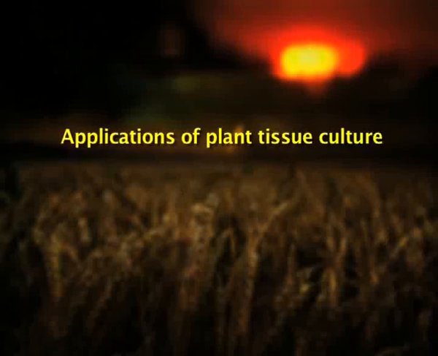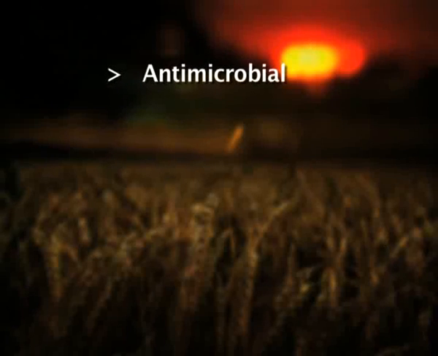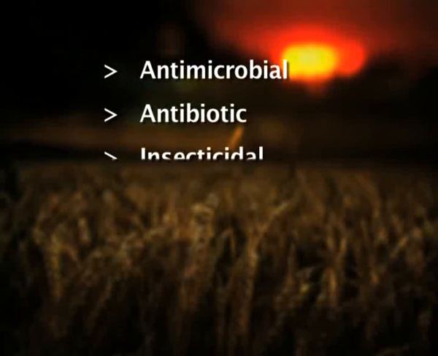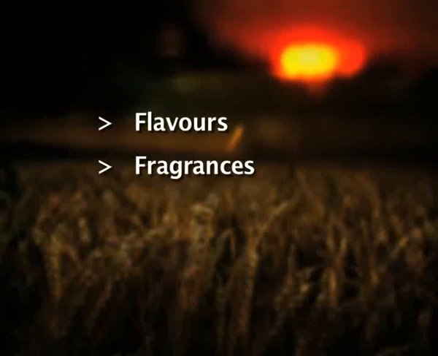First of all, we will discuss the applications of plant tissue culture. Number one application is biochemical production. Plants are the source of a large variety of primary and secondary metabolites, but secondary metabolites are of special interest since they have diverse biological activities such as antimicrobial, antibiotic, insecticidal, hormonal and pharmaceutical properties. Many secondary metabolites are also used as flavors, fragrances, etc.